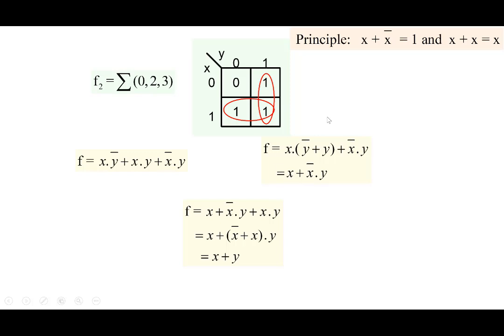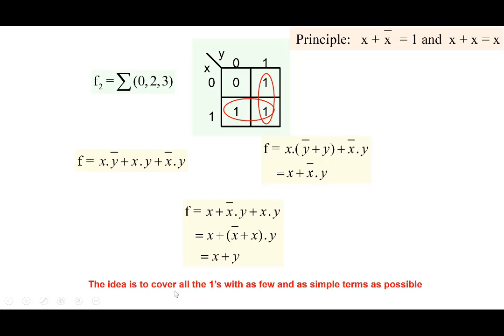And if we just leave it alone, then we would have gotten a term x bar y. But we are saying you can combine this with this also, and then you get another term. Each encirclement represents a term. You get a term which is basically equal to y. So the simplified function is f equals x plus y.